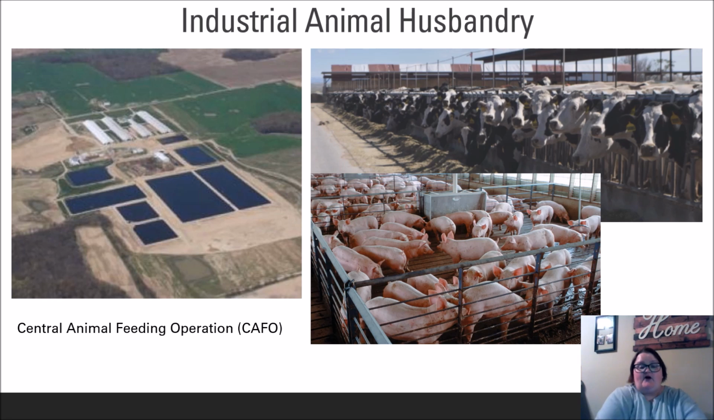To this point, we've talked about industrial agriculture. We'll continue that discussion here to talk about industrial animal husbandry. This happens almost exclusively on what are known as CAFOs, or central animal feeding operations. These CAFOs have large numbers of animals held together in small pens or fields for the purpose of raising them to maturity or slaughtering weight as quickly as possible.